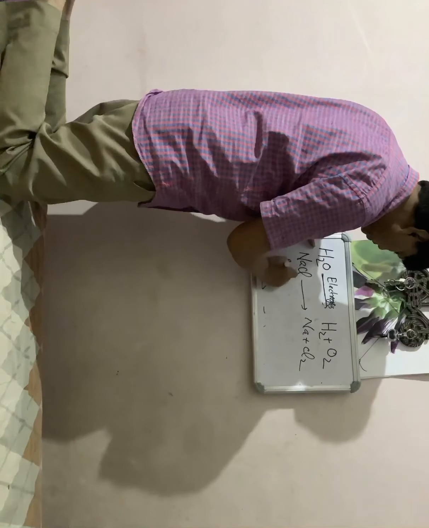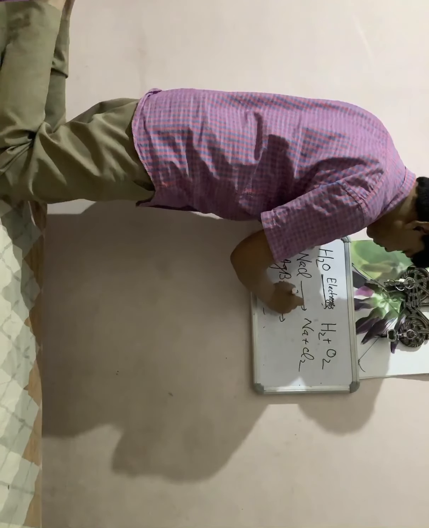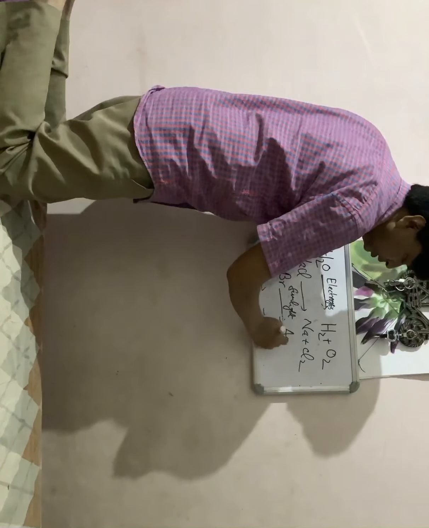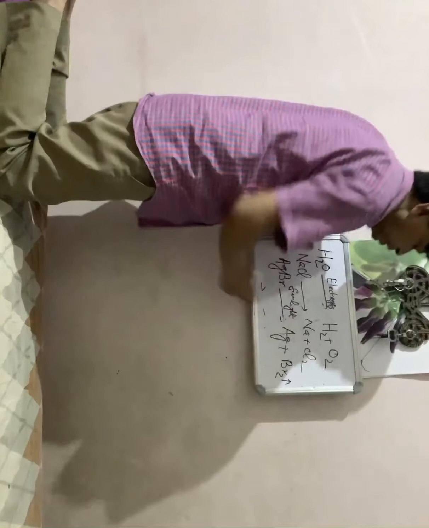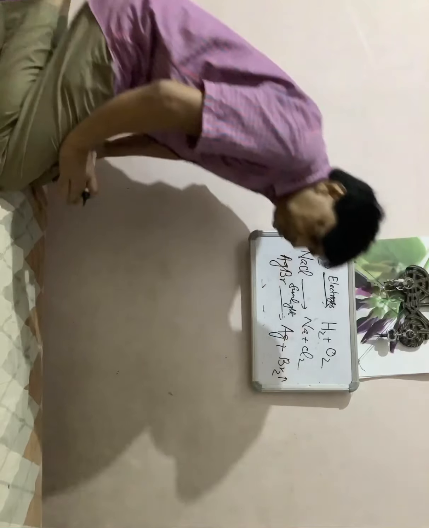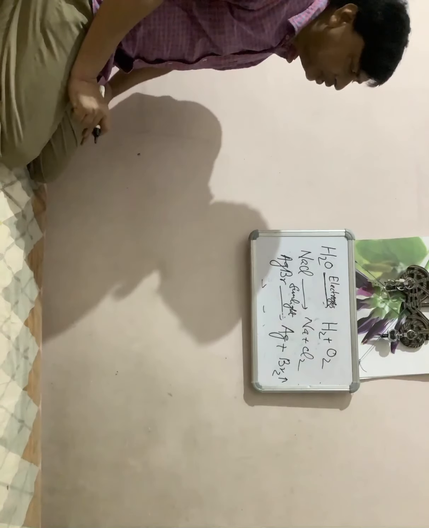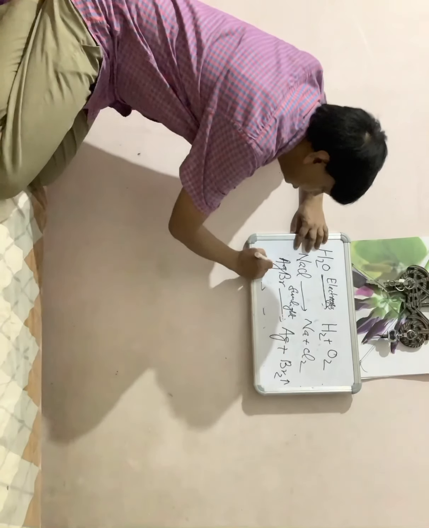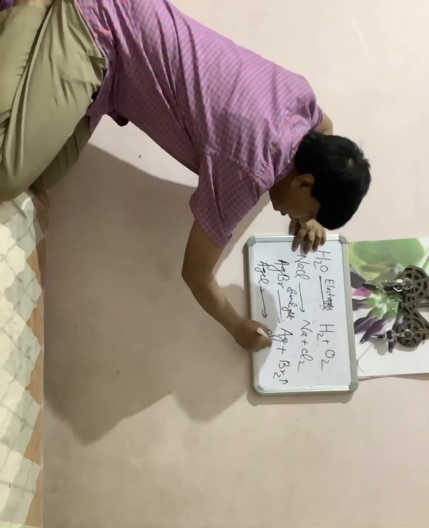Let's suppose AgBr, silver bromide, when it is kept in the sunlight, bromine gas is released and grey colored silver is obtained. This is called photodecomposition reaction. Photo means light, and in the presence of sunlight it decomposes into different elements or compounds. That is called photodecomposition. Silver chloride, AgCl, when it is kept in the sunlight, gives Ag plus Cl2.